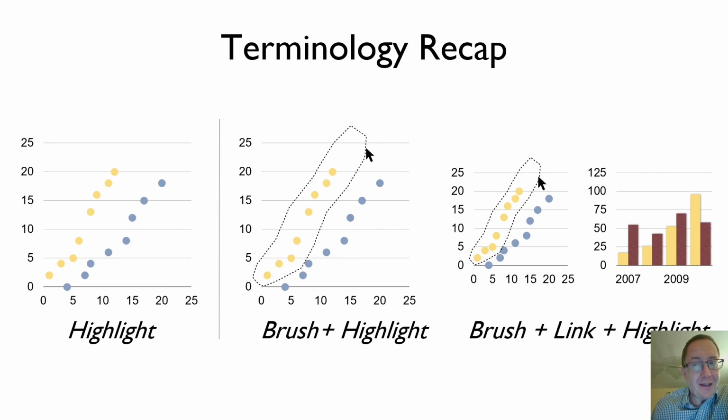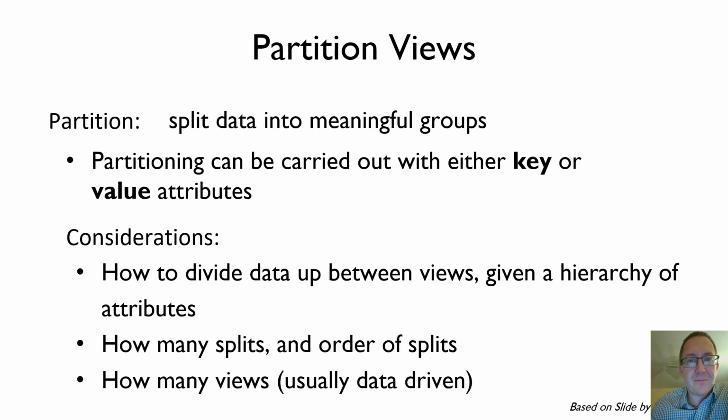Brushing, linking, and highlighting gives me this. So I select the data, brushing it. It shows me the highlight, and then it shows me the highlight in the other view. And that's the linking. And that tells me something very important about my data set. You'll see that in the MBTA visualization.